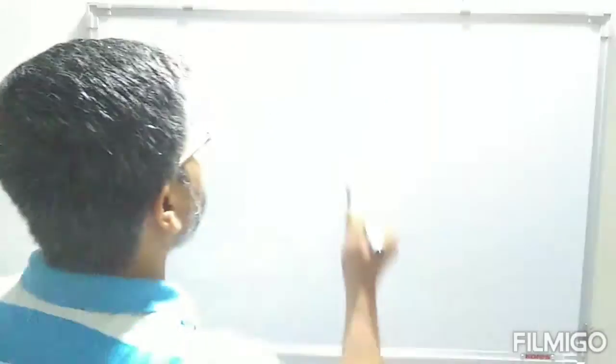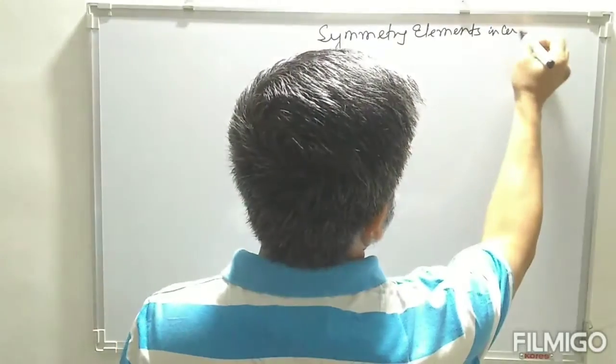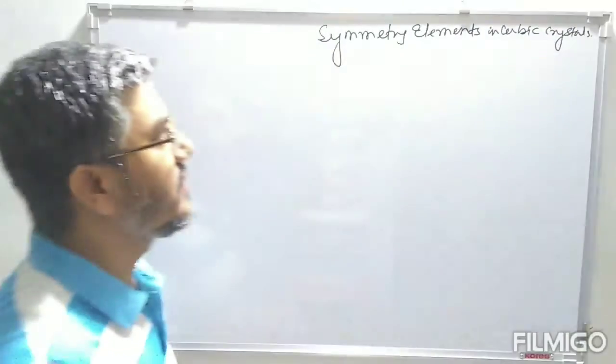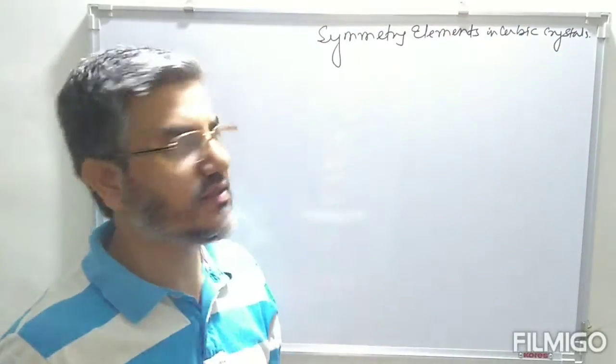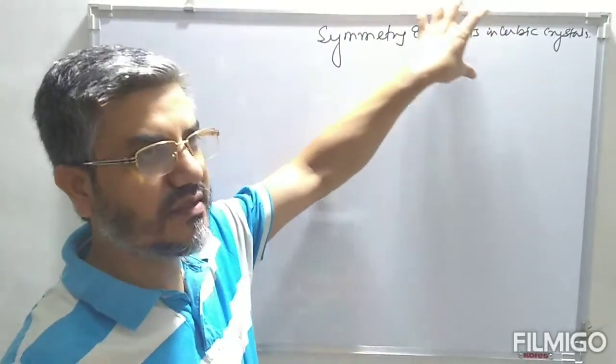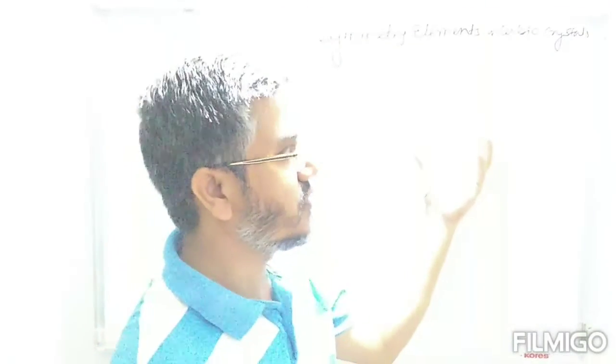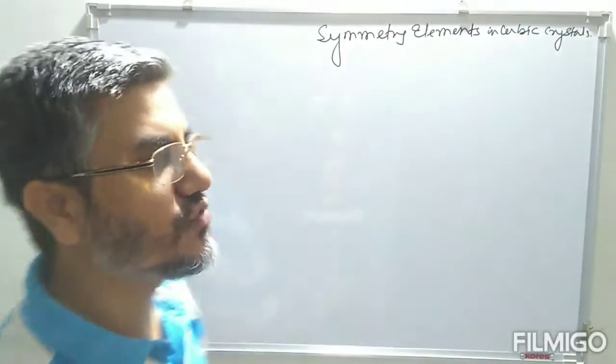Now we consider cubic system. So we have symmetry elements in cubic crystal. Symmetry elements in cubic system. So I've defined what a symmetry element is. These are the elements. If on operation, the resulting structure is exactly identical to the original structure, those elements are known as symmetry elements.